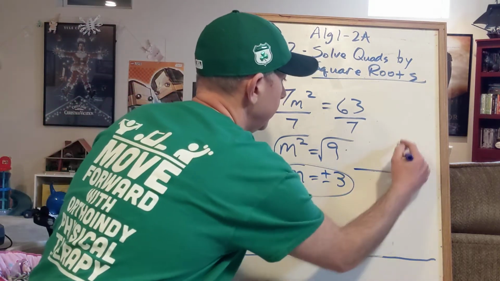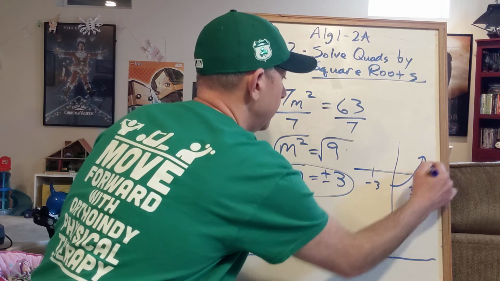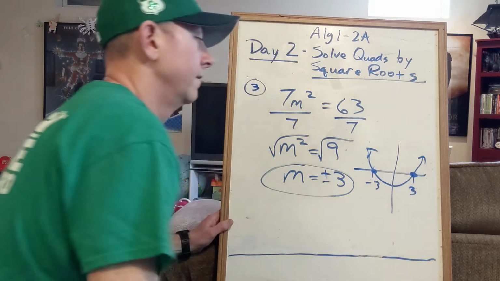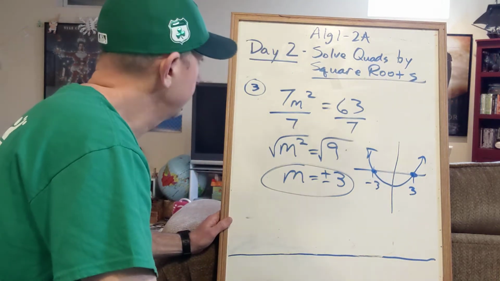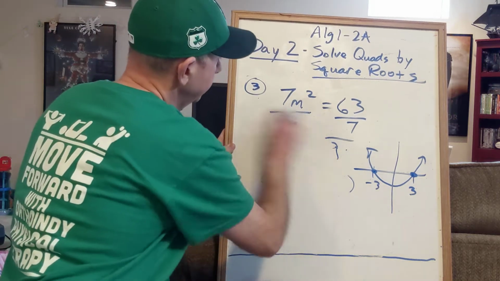Again, the parabola, if we were to look at that, would be at negative 3 and positive 3. It would run right like this. So there you go. That would be number 3. Like I said, pause at any spot if you have questions.